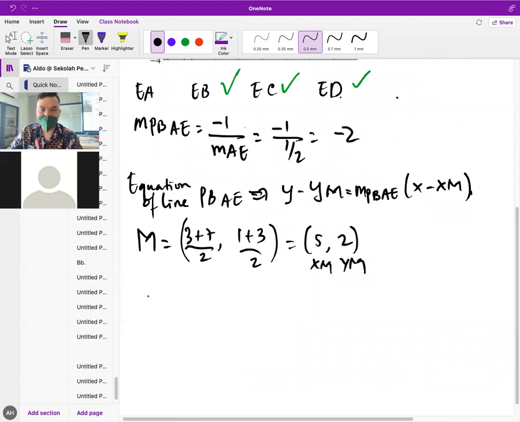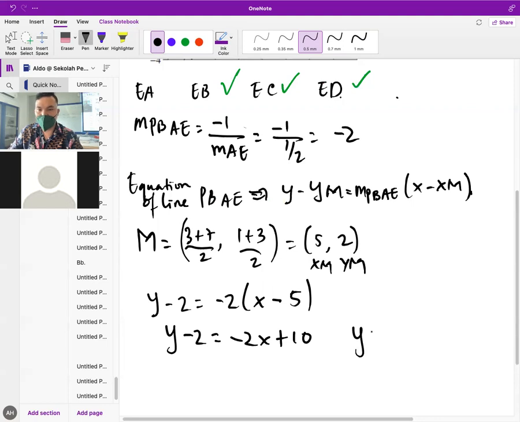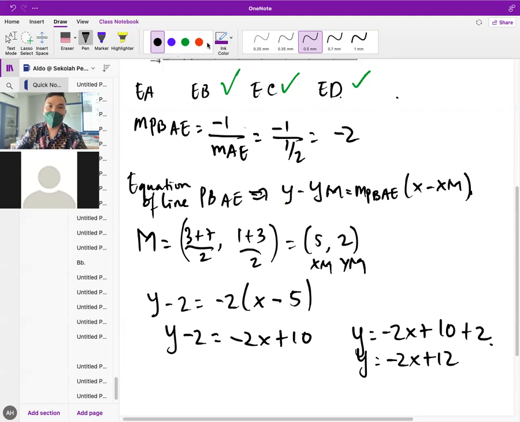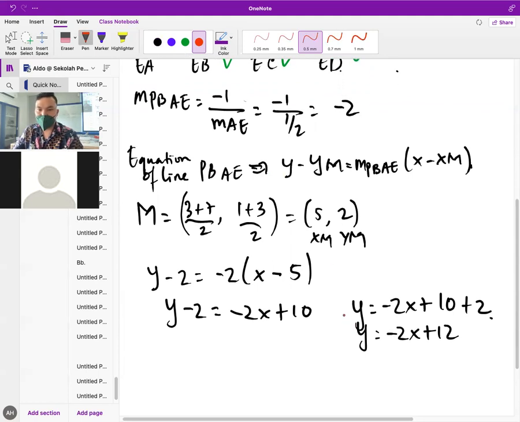So the equation of the line is y minus ym, which is 2, equal to the gradient of the perpendicular bisector, -2, times x minus 5. So y minus 2 is equal to minus 2x plus 10. So y is equal to minus 2x plus 10 plus 2. y is equal to minus 2x plus 12. This is the equation of the line, which is the answer for B.